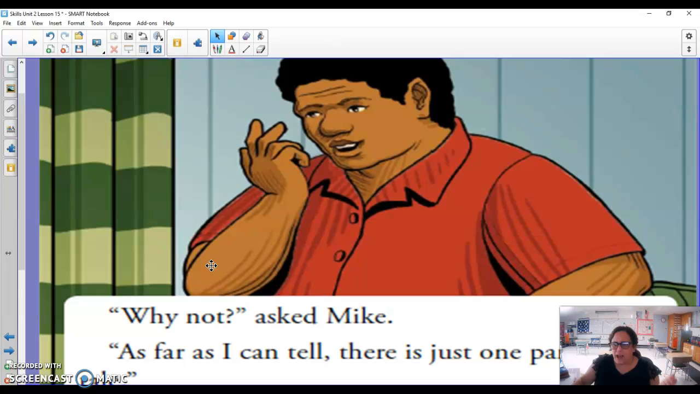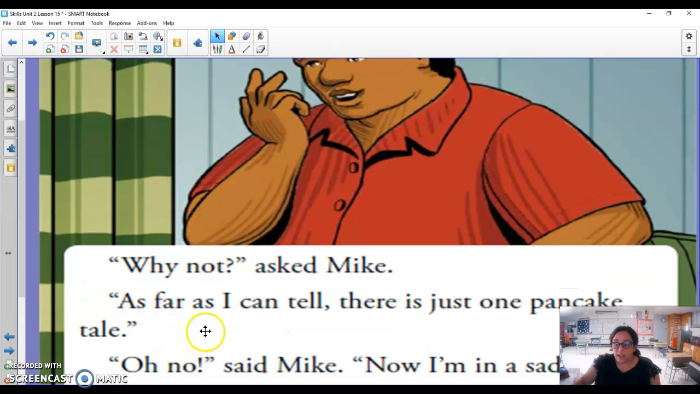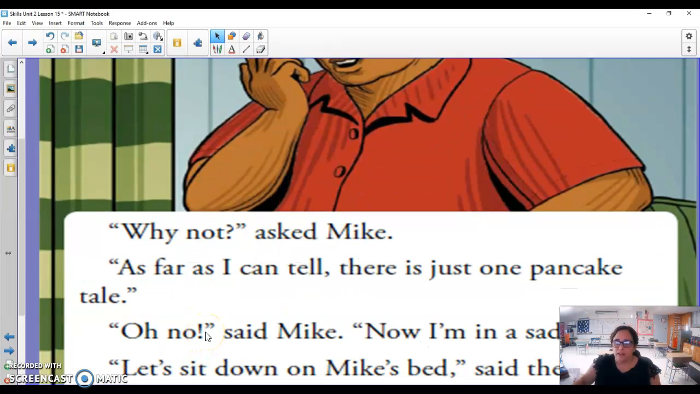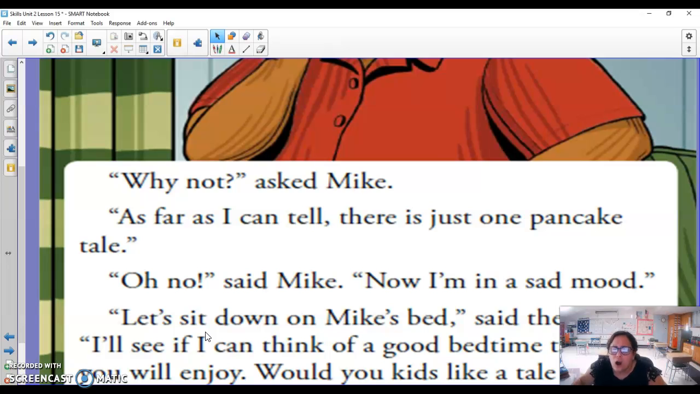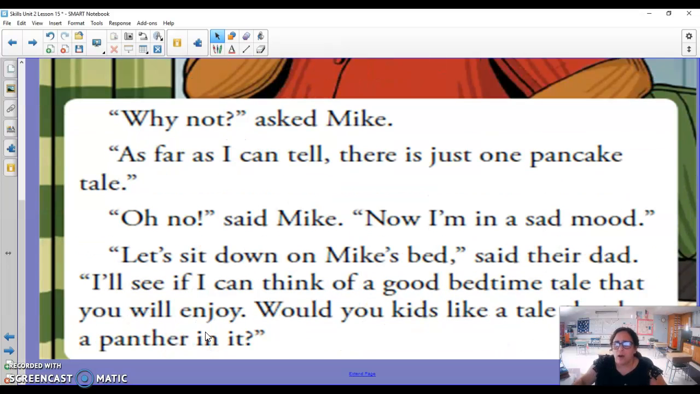"Why not?" asked Mike. "As far as I can tell, there's just one pancake tale." "Oh, no," said Mike. "Now I'm in a sad mood." "Let's sit down on Mike's bed," said their dad. "I'll see if I can think of a good bedtime tale that you will enjoy. Would you kids like a tale that has a panther in it?"